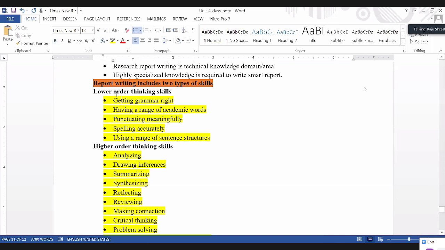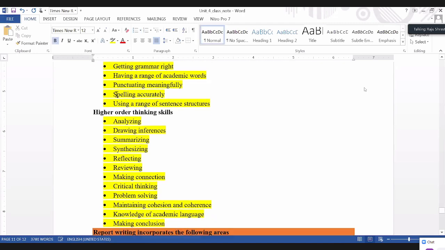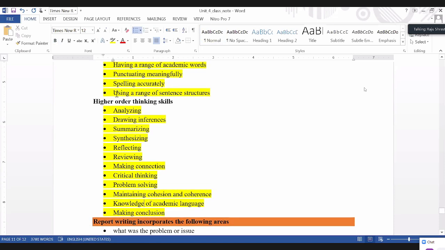Then this is what highly specialized knowledge area भनेको त्यही भएर lower order thinking skills. Grammar should be right, having a range of academic words, vocabulary, punctuating sentences meaningfully, accurately. Spelling should be accurate. A range of sentence structures we use, and we analyze, we draw inferences, we summarize, we synthesize, we reflect, review, we make connection with different sentences also, context also. We critically review, we critically think, we try to solve the problem, we maintain the cohesion and coherence part in the report, we use academic language, and we make conclusion also. So these are higher order thinking. So preparing a report or writing report is what of highly specialized knowledge area, requires lower level and higher order thinking skills.